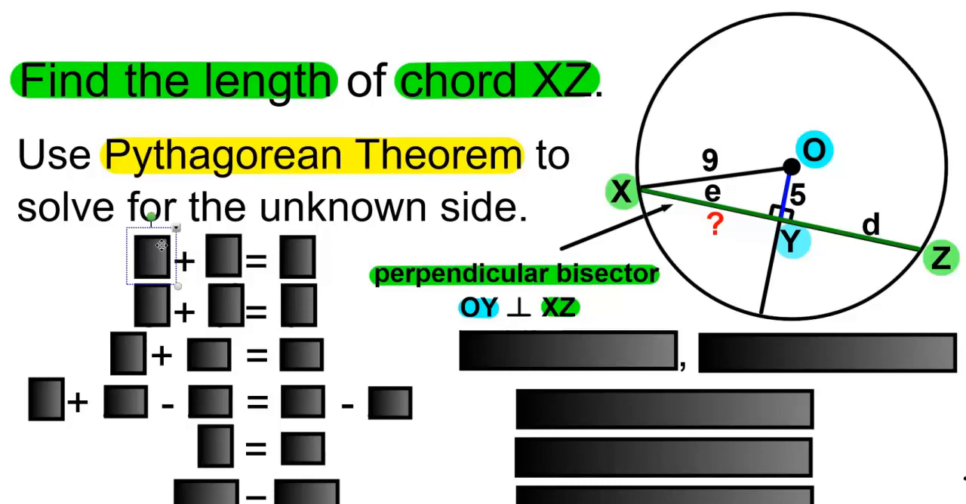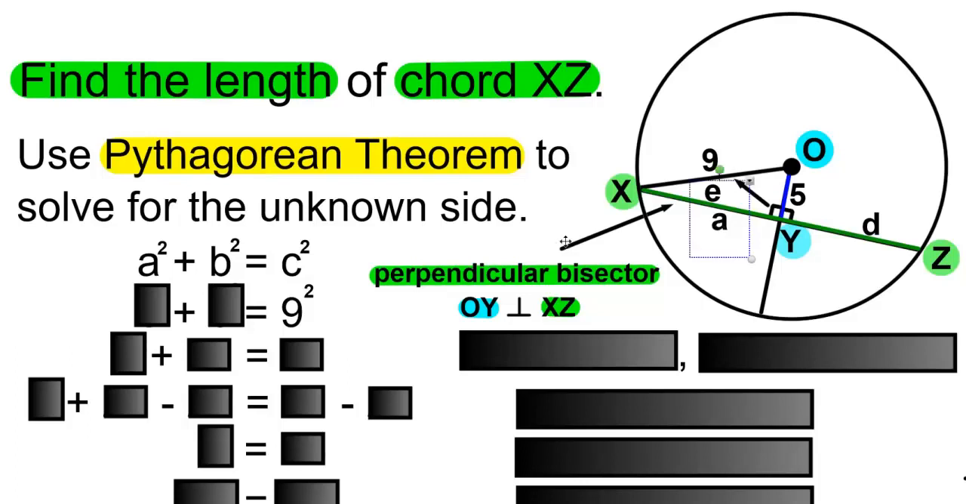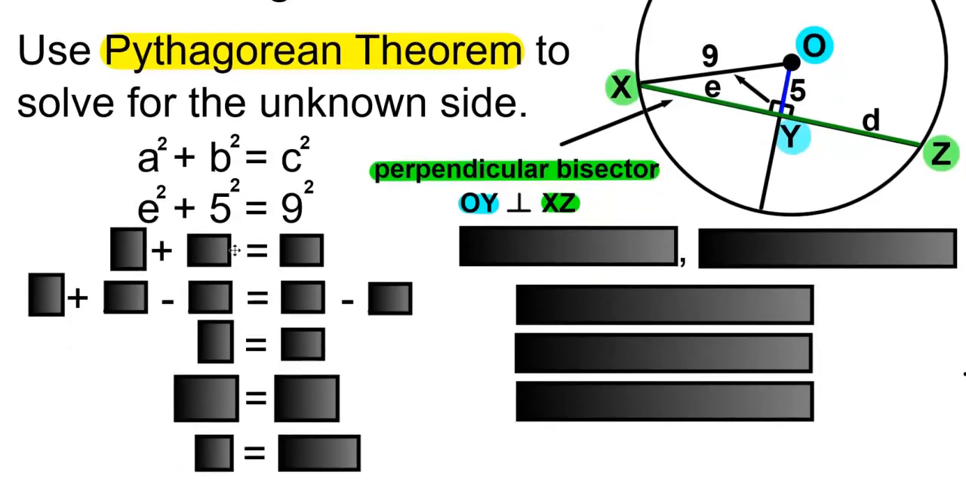So a squared plus b squared is equal to c squared. Our c will be the line opposite of the right angle. That will be 9. Our unknown side we'll call a. And since we already have a variable there, e, we'll just use e instead. And the 5 will be our b. So e squared plus 5 squared is equal to 9 squared. E squared plus 25 is equal to 81.